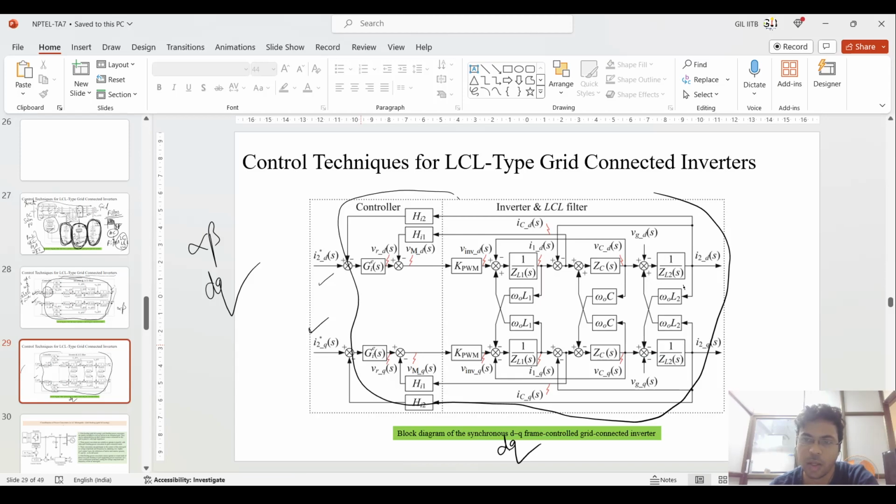Suppose inside of this there is an omega L2 term, that is what I am highlighting. It takes I2 as a reference. Inside of this, the omega L2 term is taking I2D into I2Q, and I2Q into I2D, by taking I2D star and I2Q star as a reference. From that it is generating I2D and I2Q. Okay, don't go in depth.